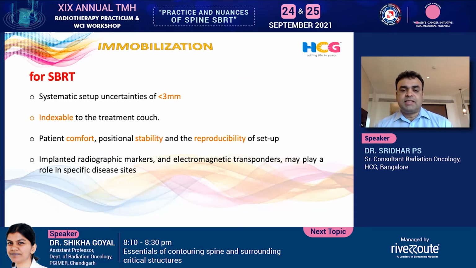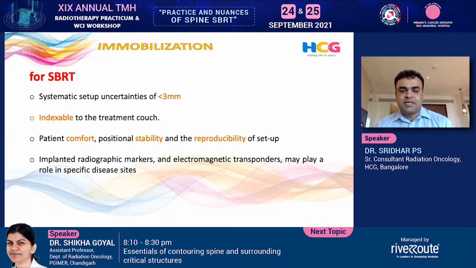Overall, when you take SBRT for immobilization, the systematic setup uncertainties should be less than 3 millimeters. It should not be more than 3 millimeters. These things are very important whenever you are talking about single lesion, multiple lesions, single fraction, multifraction, and also re-irradiation. Keep in mind, the spinal cord does not forget. Whatever the injury is, you will come to know only after 2 to 5 years sometimes. So you should be very, very careful in the vertebra, especially with the spinal cord. So sometimes it is indexable to the treatment couch.